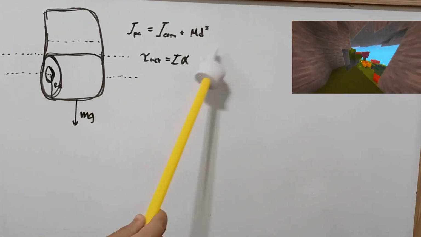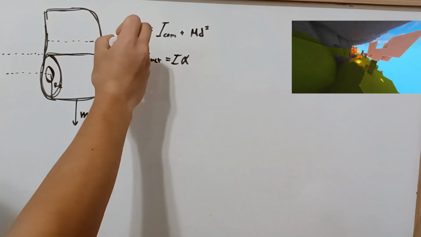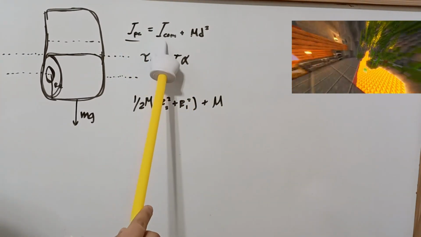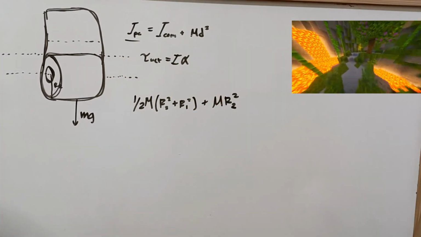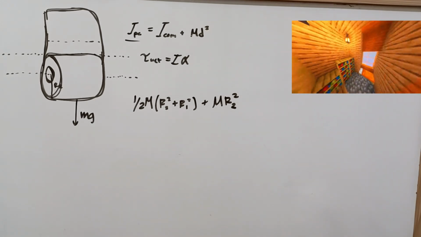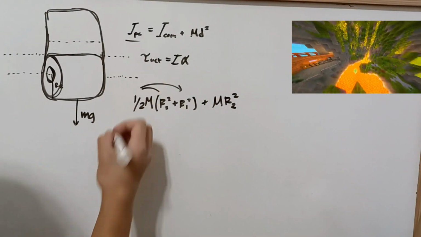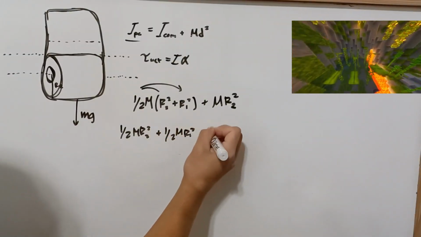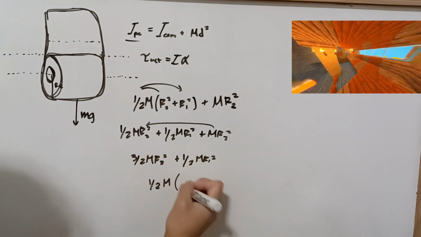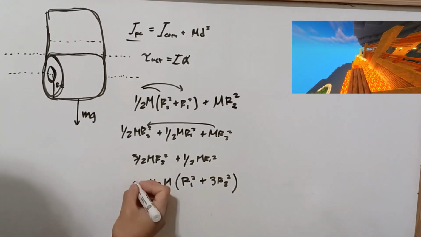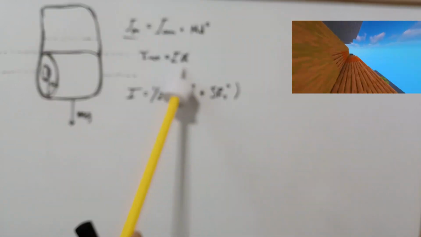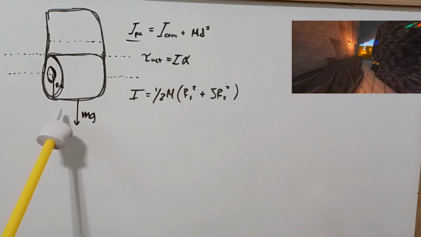We already know the moment of inertia around the center of mass, so we just need to add that to the mass of the toilet paper roll times the distance from the parallel axis to the axis of center of mass, which is just r2. From here, we can distribute the 1/2 m into the parentheses and add like terms to get 3/2 m r2 squared plus 1/2 m r1 squared. We could then factor the 1/2 m back out again to get 1/2 m times r1 squared plus 3 r2 squared. Now that we have this equation, we can refer back to the net torque equation.